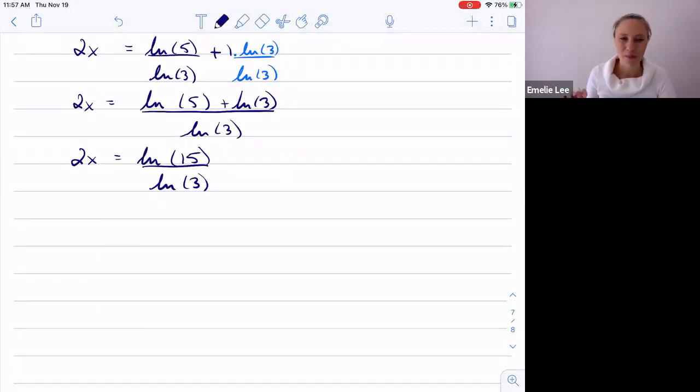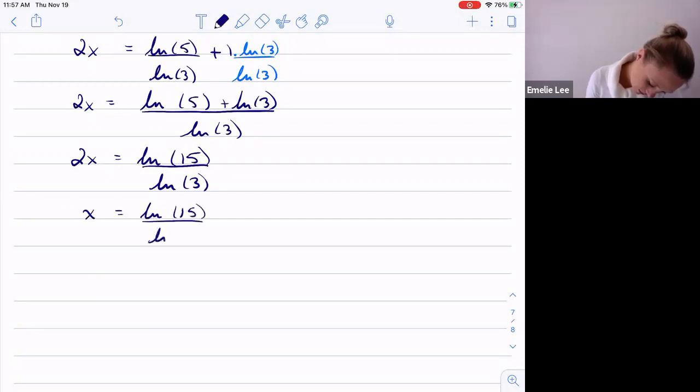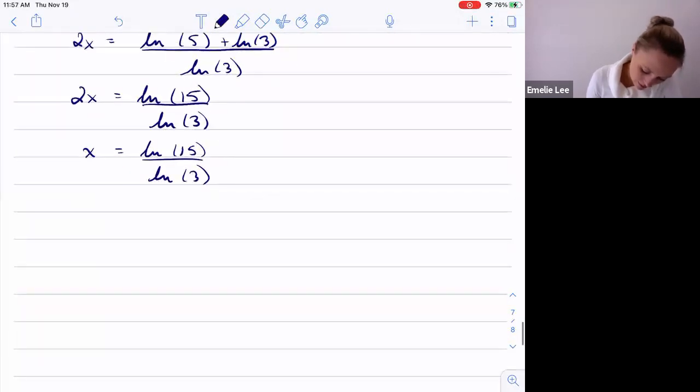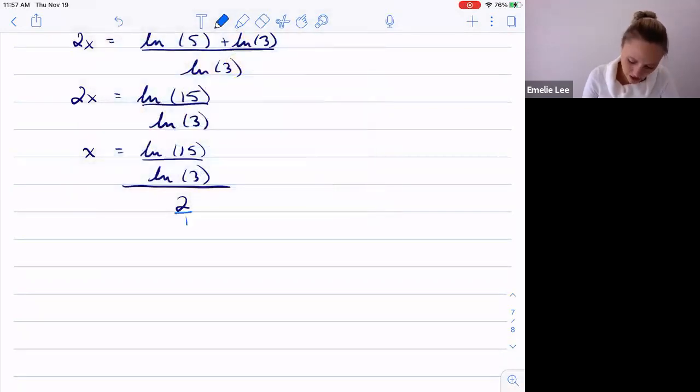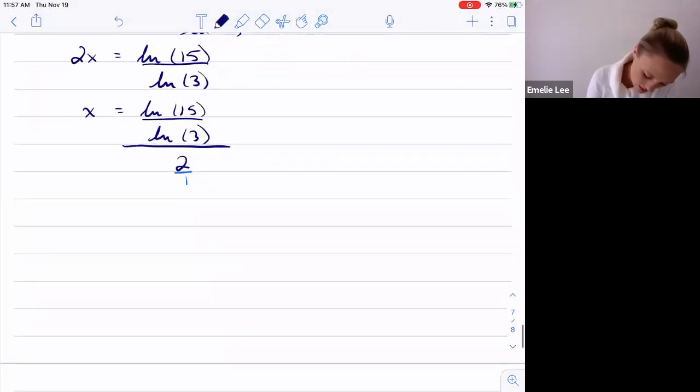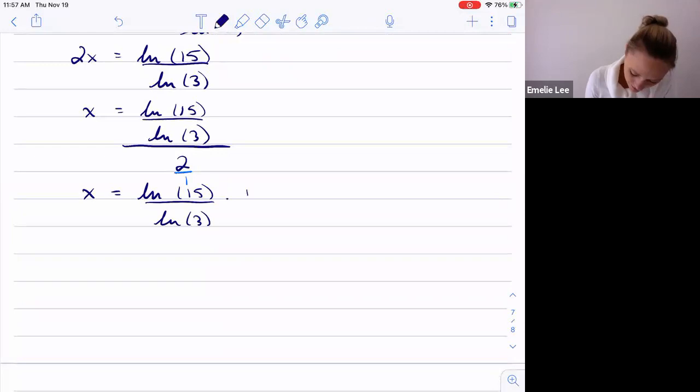Now, I'm going to divide both sides by 2. And so x is the ln of 15 divided by the ln of 3. And maybe you see it right away, maybe you don't, right? This is a fraction over a fraction. So you're going to flip the 2 over 1 to become 1 over 2. If you see it right away, that's great. The ln of 15 over the ln of 3 times 1 over 2.